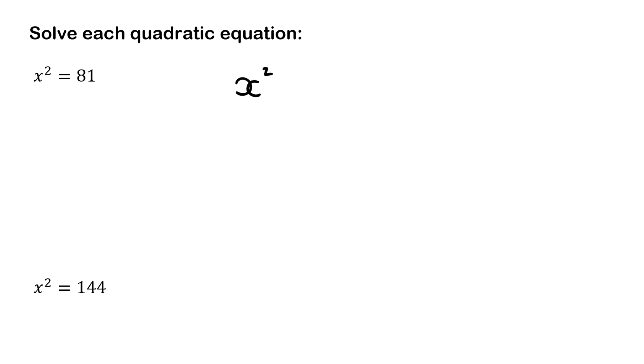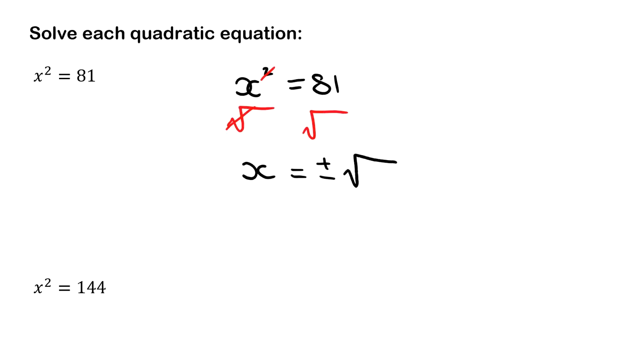The first question is x squared equals 81. Now, similar to how we do inverse operations normally, the inverse of squared is square root. So we need to square root both sides. The square root and the squared sign cancel. So x is going to equal plus or minus the square root of 81. And the square root of 81 is 9. So the answer is plus or minus 9.